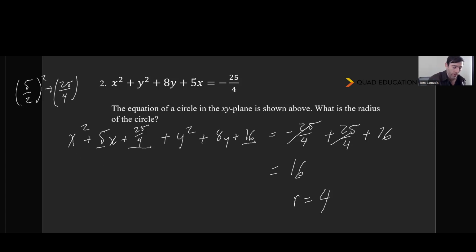So x squared plus 5x plus 25 over 4 is going to simplify to x plus 5 over 2 squared. And y squared plus 8y plus 16 can be simplified to y plus 4 squared. So if you were wondering, the center of this circle is negative 5 over 2, comma, negative 4. And the radius is 4.